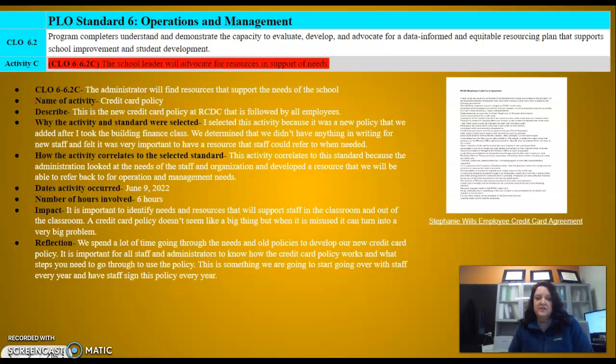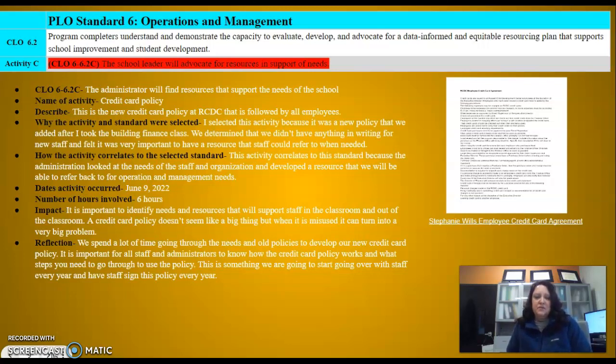This activity correlates with this standard because the administration looked at the needs of the staff and organization and developed a resource that we will be able to refer back to for operation and management needs. It was completed on June 9th, 2022. It took about 6 hours to complete as we met as a group and then put it into our staff handbook.